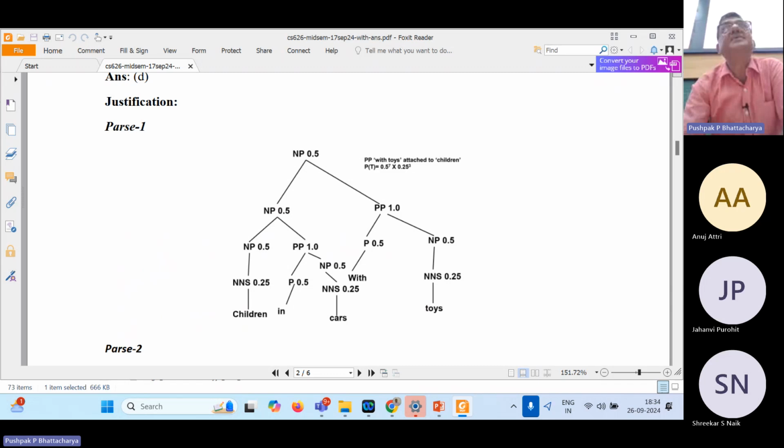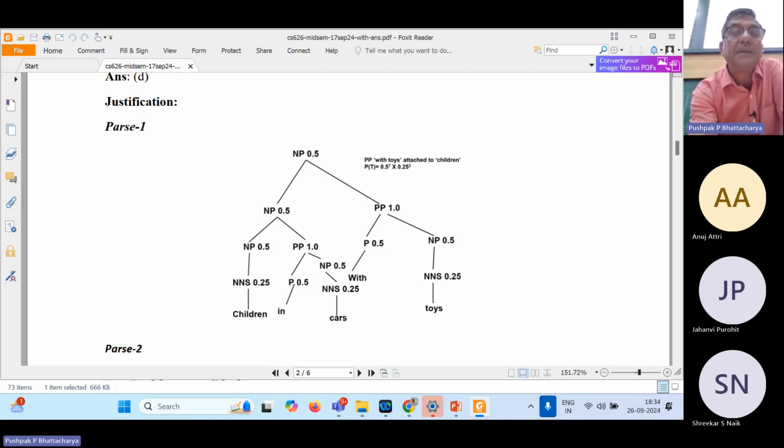What is the head of the noun phrase? It has to be the other NP and PP below. What is the head of the third NP here, which goes through NNS? Children. Okay. So children has to be the head of the first NP, the top level NP. So with toys will get attached to children. So children have the toys.